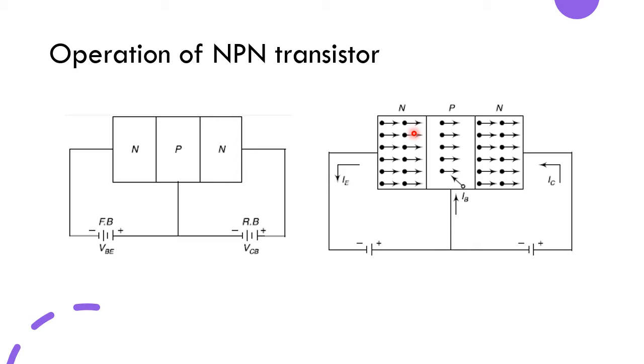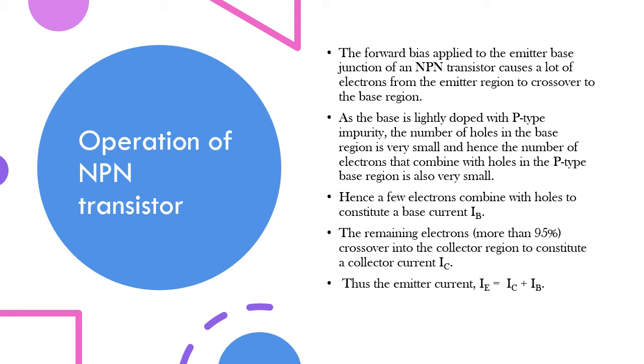So some of the electrons in the N-type material combine with the holes in the P-type material, so electron-hole pairs are formed. Of the electrons, only 5% combine with this, and the remaining 95% of the electrons cross over the P region, that is the base region, and combine with the N-type collector material. And now due to this, current flows in this direction. So IE is equal to IB plus IC. This is the operation of the NPN transistor. So that is explained in this slide.